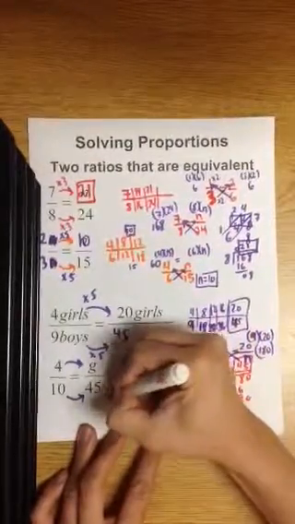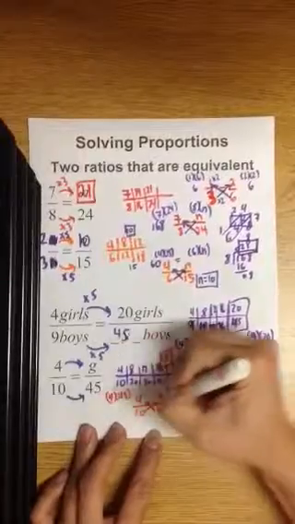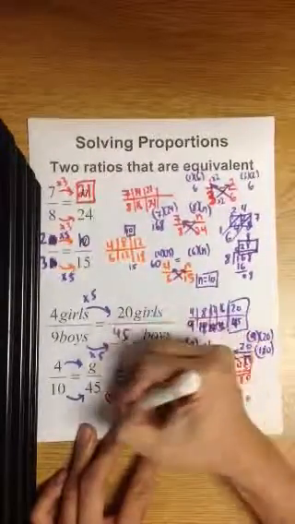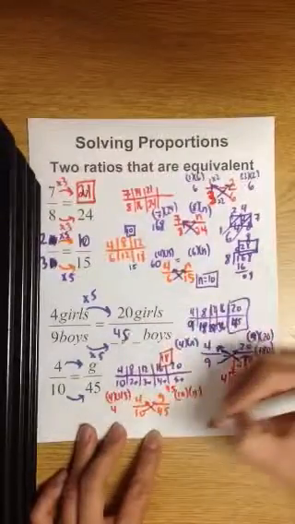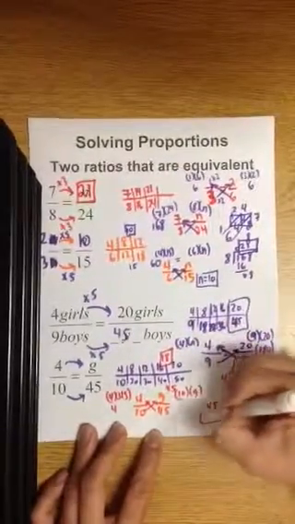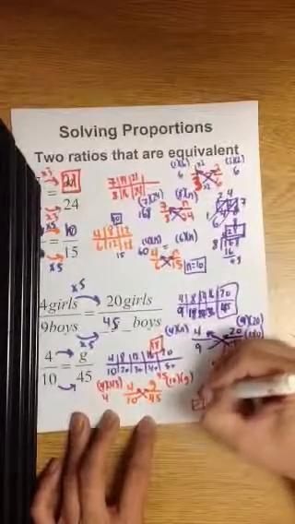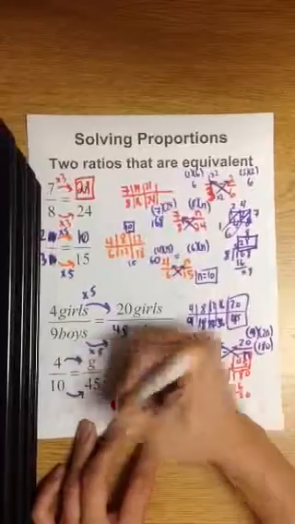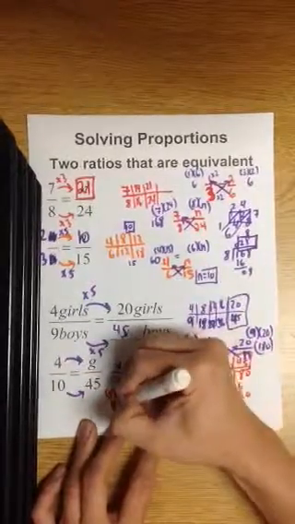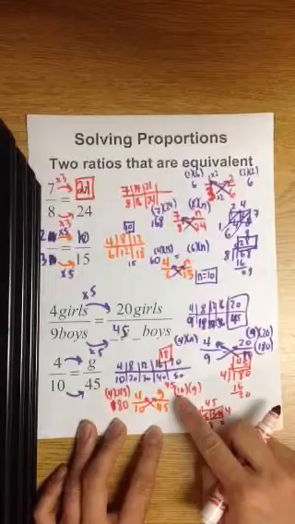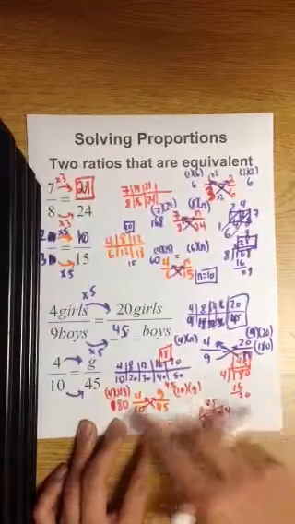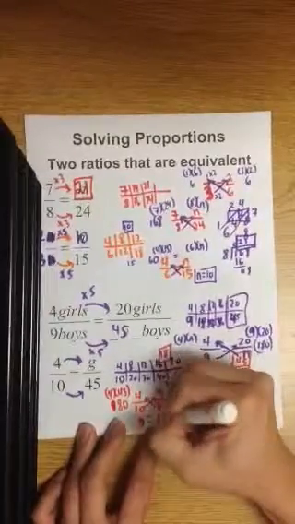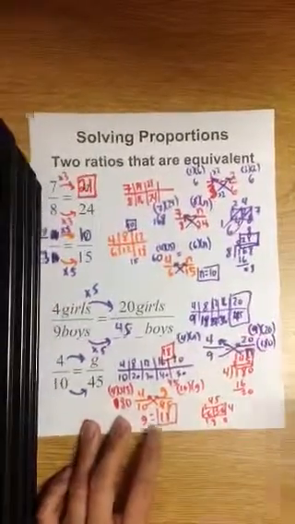4 groups of 45, 10 groups of g. 4 times 45, I have no idea. 45 times 4. Let's do lattice. It's 180. 10 times something is 180. 10 groups of what? The missing number is 18. So it is 18.